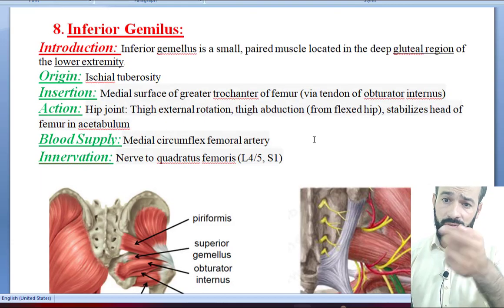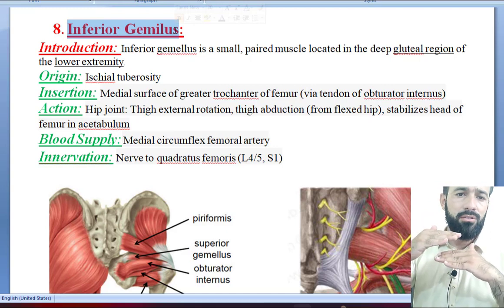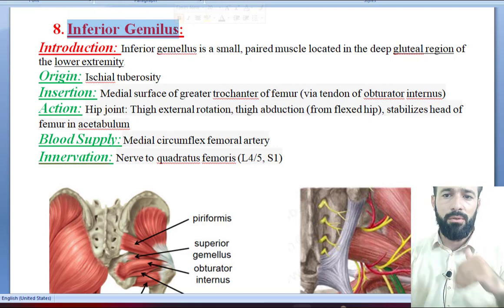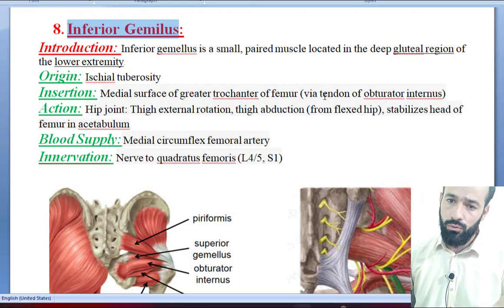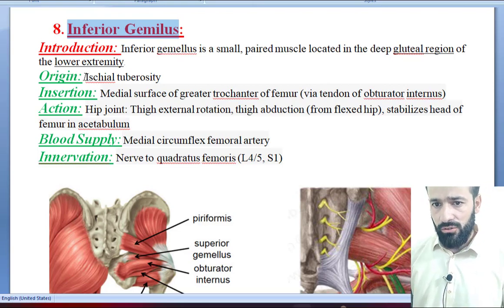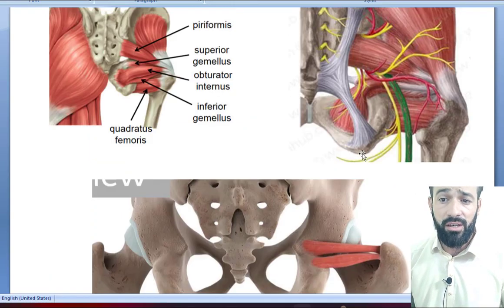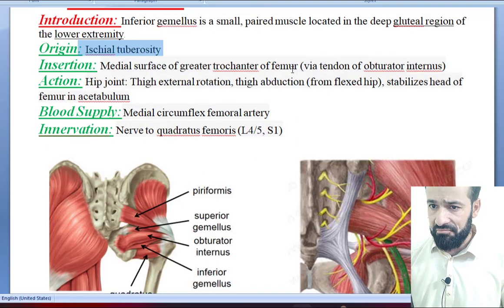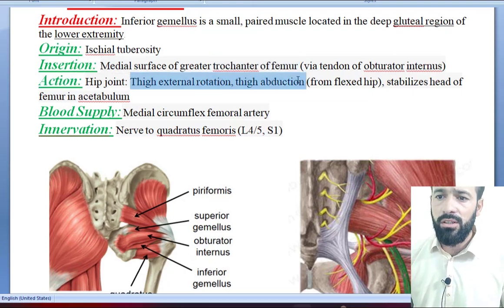Now let's discuss inferior gemellus also. Inferior gemellus muscle is called inferior because it is located inferior to the superior gemellus, right? It is a small paired muscle located in the deep gluteal region of the lower extremity, meaning lower limbs. It gets its origin from the ischial tuberosity. Again we will say ischial tuberosity, and it inserts into the medial surface of the greater trochanter of the femur bone, right? At the hip joint, what are their actions? They cause thigh external rotation and thigh abduction.